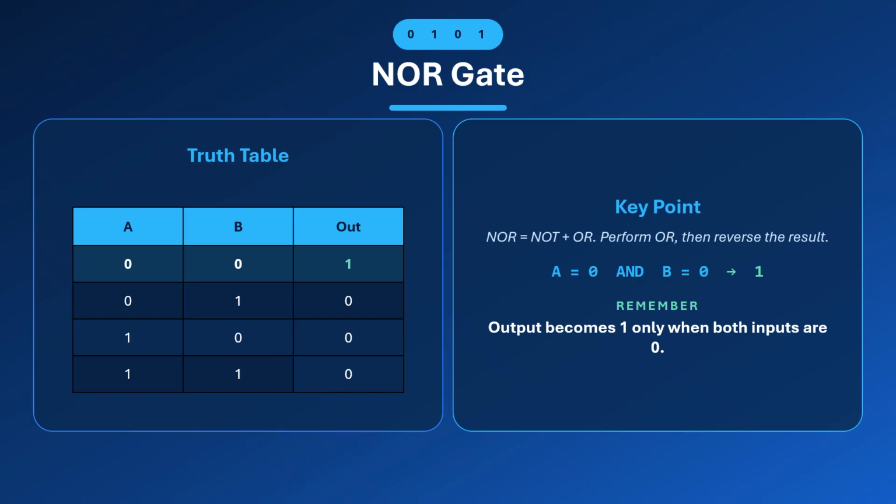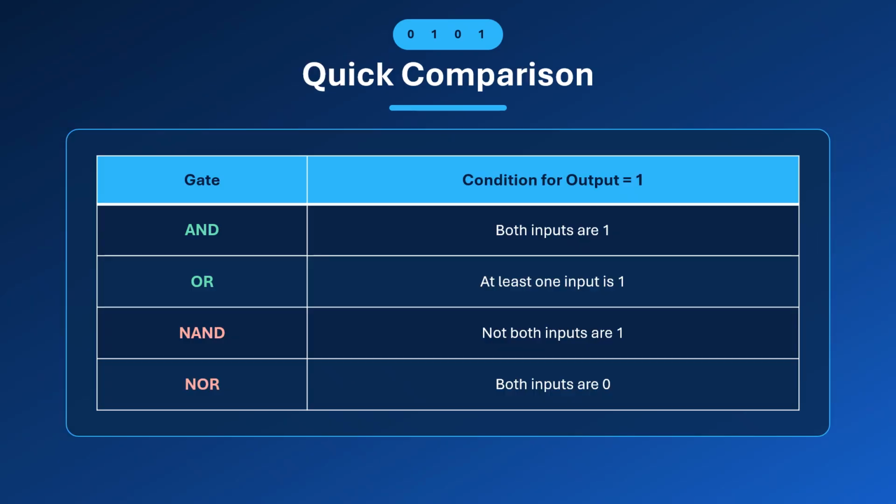Key points: NOR is equal to NOT plus OR. Perform OR, then reverse the result. A is equal to 0 and B is equal to 0, it should be 1. Remember, output becomes 1 only when both inputs are 0. Quick comparison: AND, both inputs are 1; OR, at least one input is 1; NAND, not both inputs are 1; NOR, both inputs are 0.